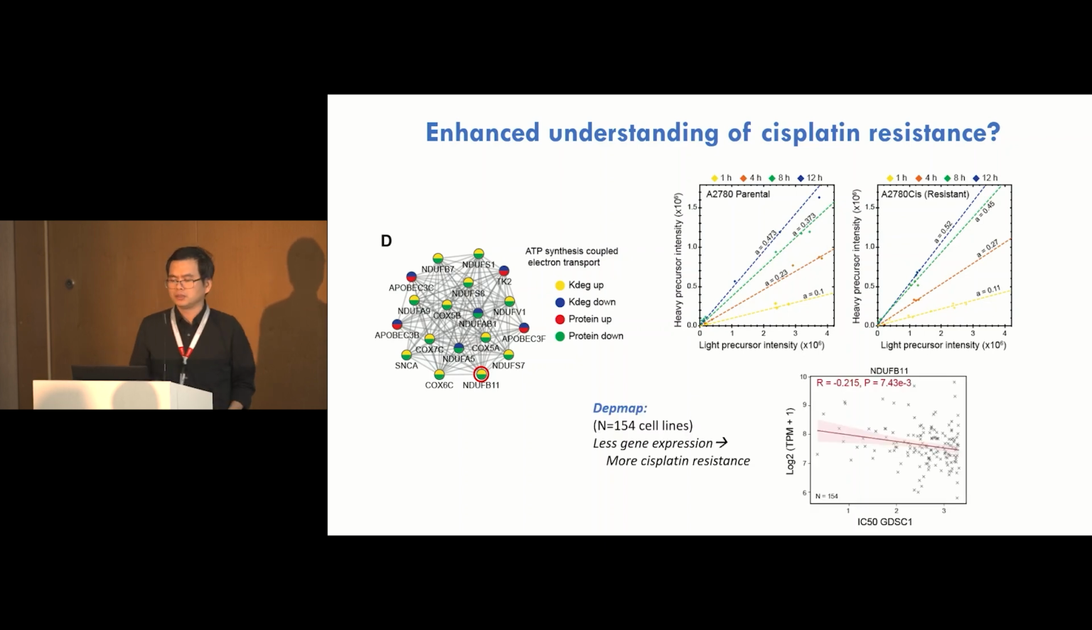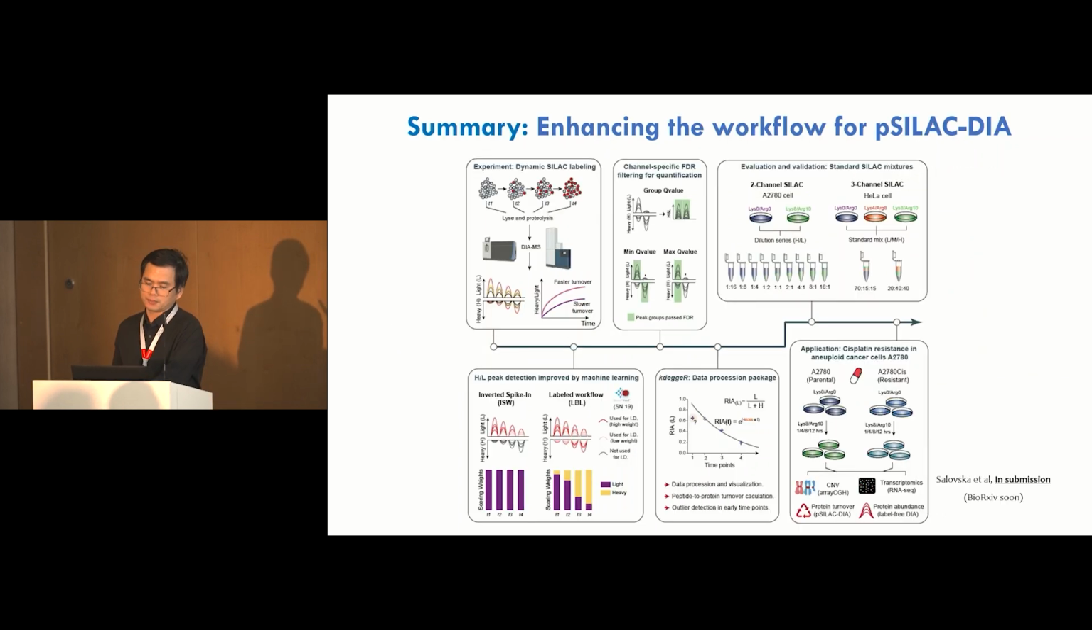Finally, we look at DepMap, where you have the gene expression data and all the IC50 data for different drugs, including cisplatin. According to 154 cell lines, we could identify this association for this particular protein, because lower gene expression is indicated for more cisplatin resistance from DepMap, which is a strong validation.